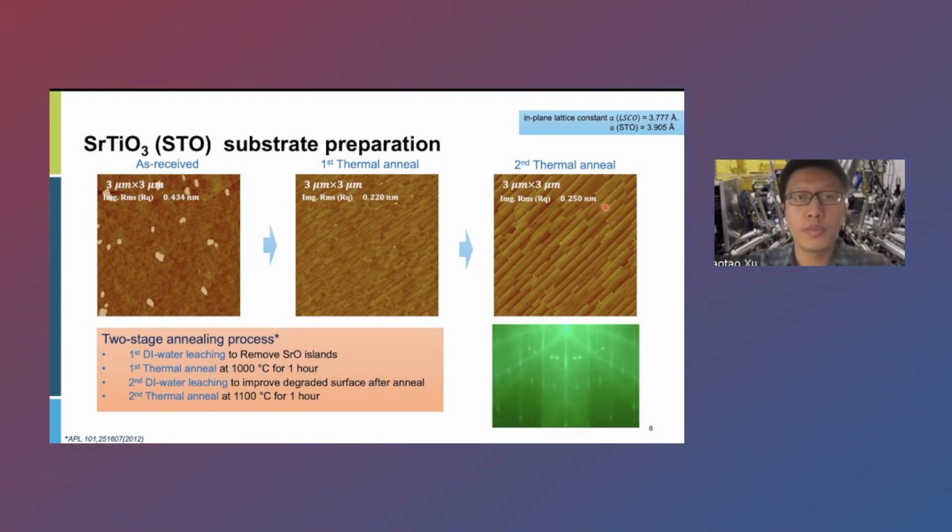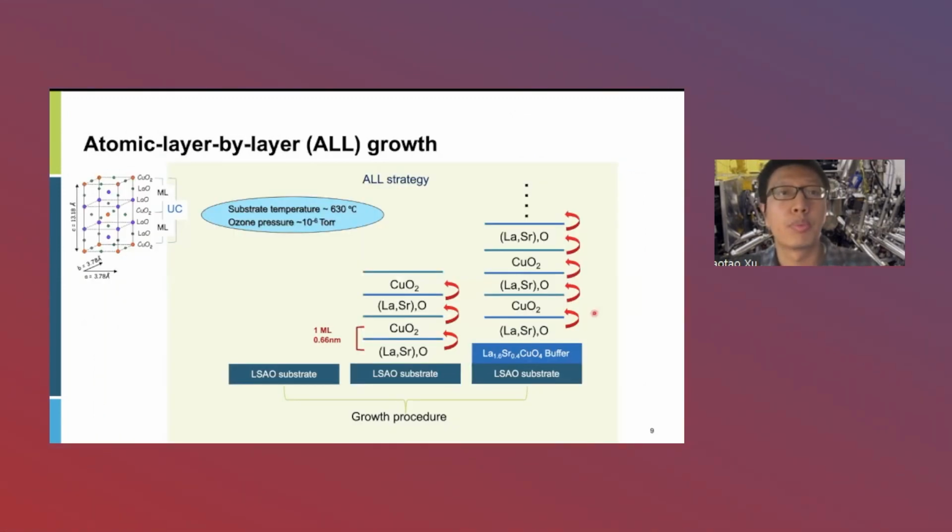So again, this means we got an atomically flat STO substrate. And a RHEED photo of this substrate is also shown below to confirm the quality of the substrate. So after we have prepared the substrate, it's time to start the MBE growth. The principle of this so-called atomic layer by layer growth is not complex.